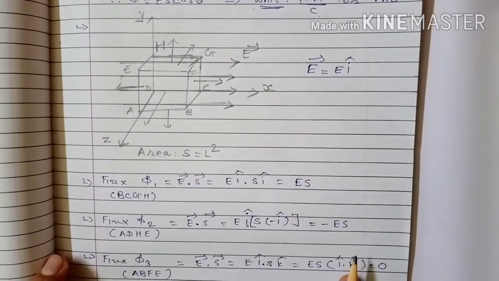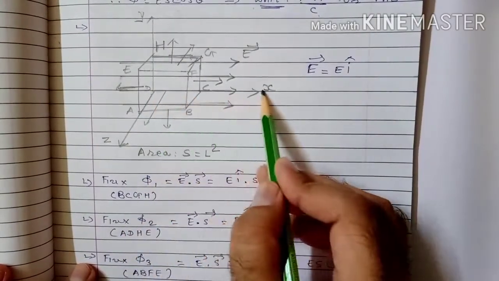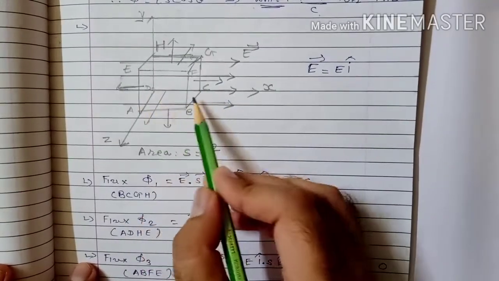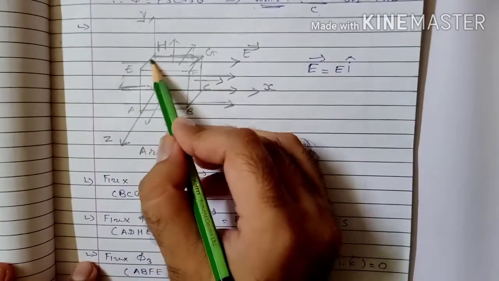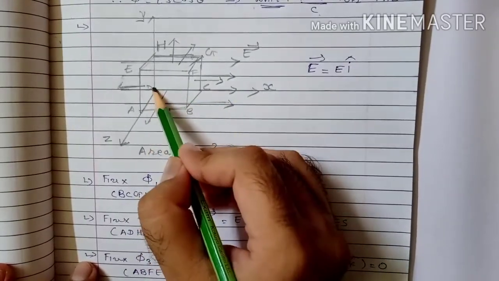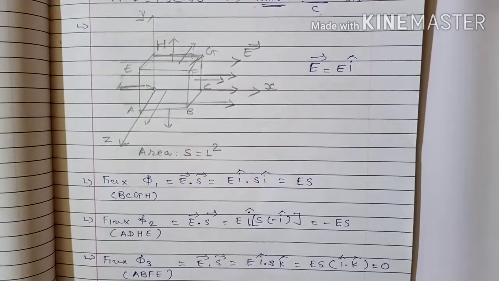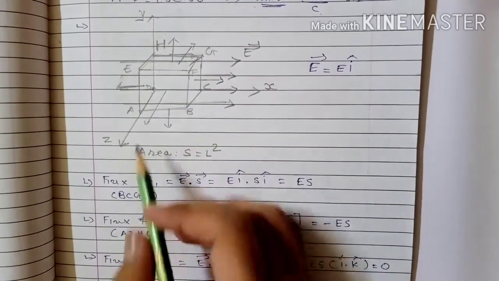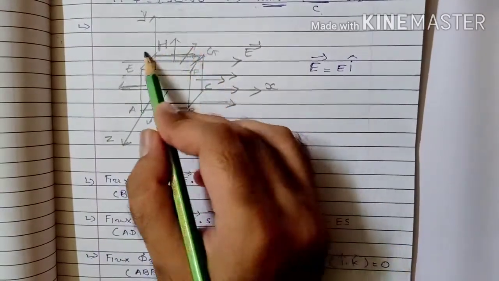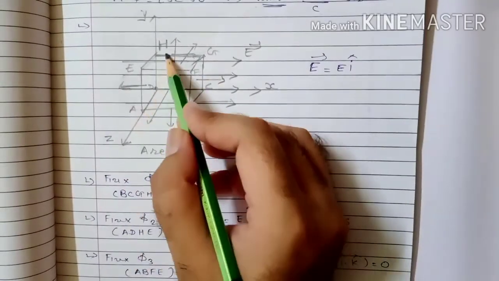To understand this electric flux, I have taken one example. Let us consider one cube, and the origin of this cube is the origin of the coordinate system, that is at point D. Here for different faces, the direction of the area vector will be different. This is the A, B, C, D face. This is the E, F, G, H face. B, C, G, F face. A, D, H, E face.